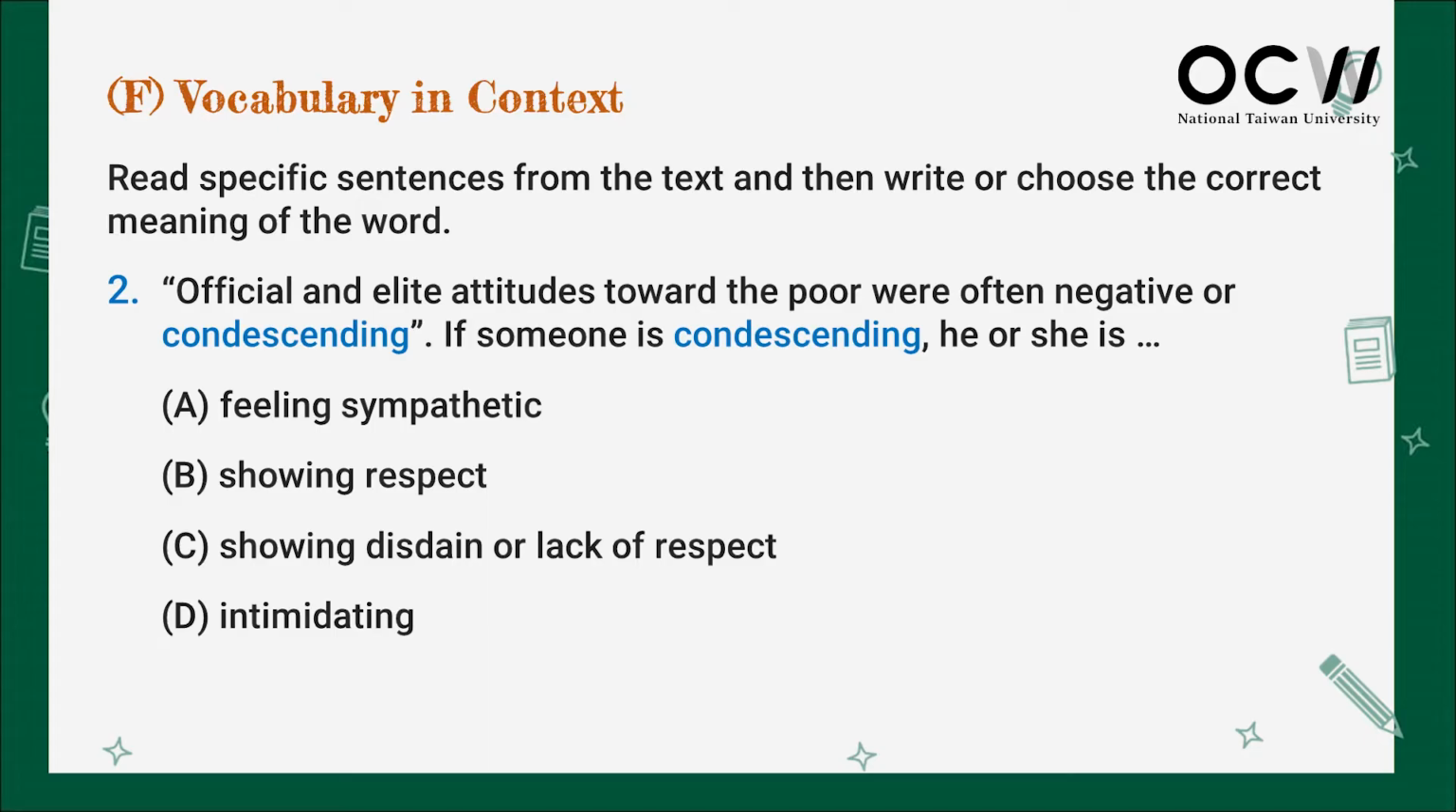Looking at these four different options, we can now first cross off the positive meaning words. So that will be option B, showing respect, because that is more of a positive word. And also the A option, feeling sympathetic, doesn't seem to fit into the context. Option D, intimidating, does not fit into the meaning of the segment as well. And so probably the most suitable option will be option C, showing disdain or lack of respect.